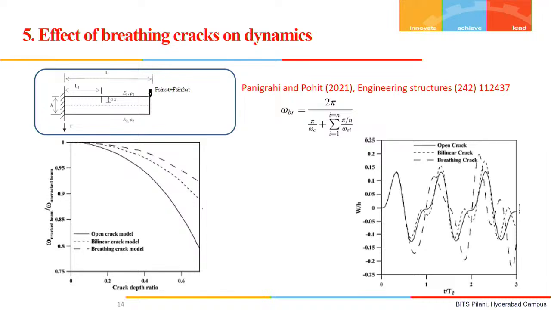This is the response showing how the frequency changes with crack depth for the open crack model, for the bilinear crack model, and for the breathing crack model. For the open crack model, the reduction in the frequency is quite high, very large. For the bilinear crack model, the frequency is in between, and the breathing crack modeling is more accurate, obviously, because the crack is opening and closing in time, and this reduction is plotted here. This is a time response, not a steady state response, that is why it looks a bit hazy.